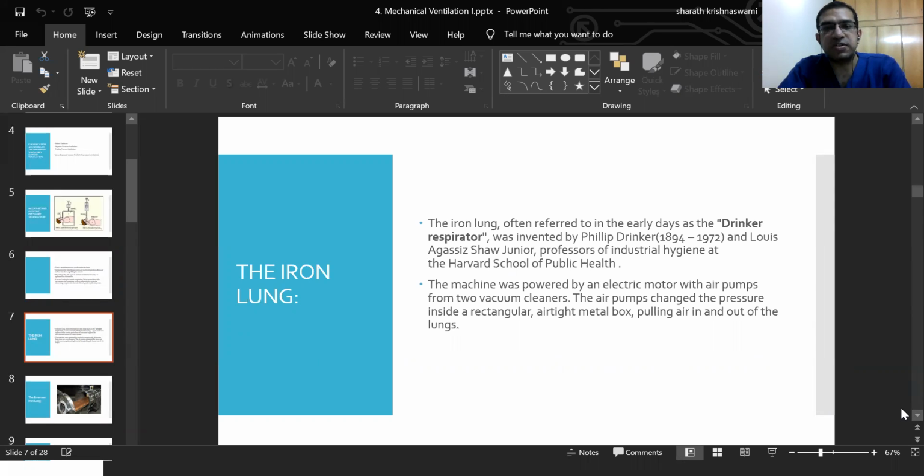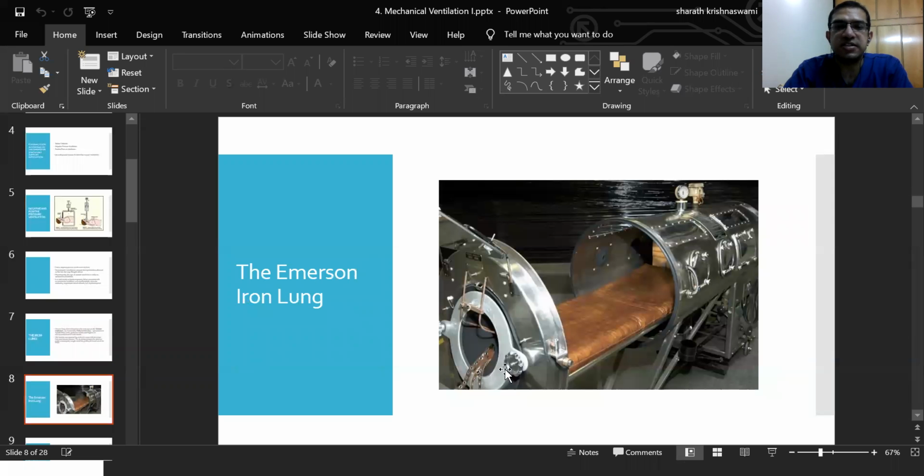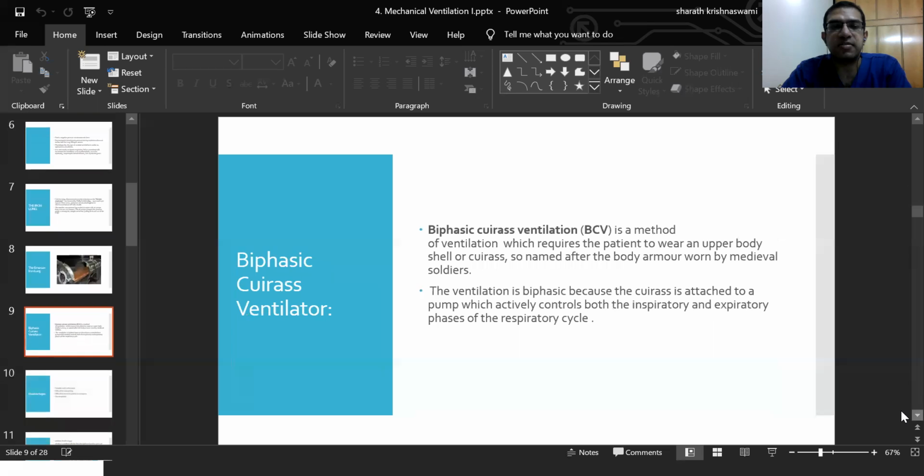Some of you must have heard about the iron lung. This was introduced in the early days by Philip Drinker and was also known as a Drinker respirator. The person who assisted him was Louis Agassiz Shaw Jr., and they were professors of industrial hygiene in the Harvard School of Public Health. This machine is powered by an electric motor with air pumps from two vacuum cleaners. The air pumps change the pressure inside a rectangular airtight metal box. Therefore, it pulls the air in and outside the lungs. So what you can see here is the Emerson iron lung.